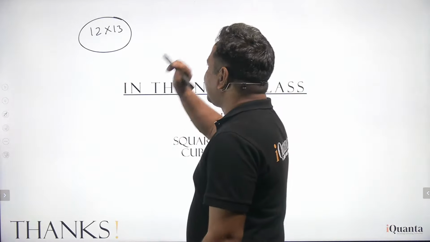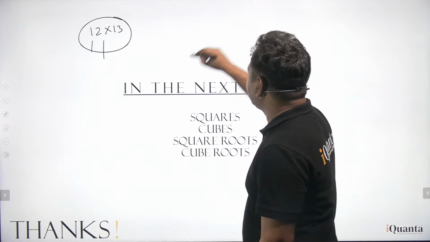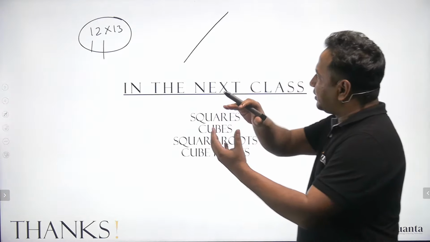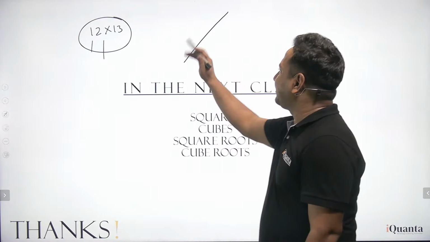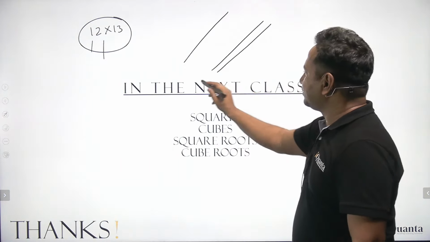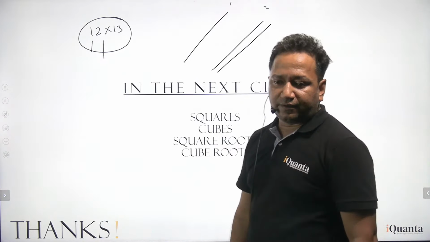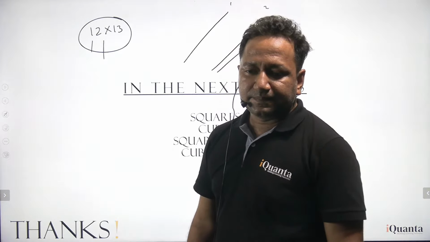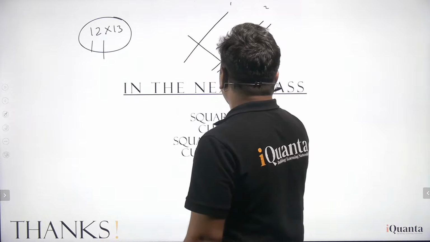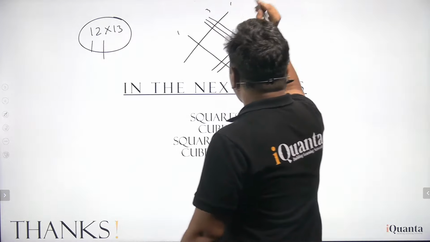So 12 and 13, an ancient technique is to write 12, they used symbols like this. One straight line, it's a straight line, but at an angle of 45 degrees. And then these two straight lines representing 2. This is 1, this is 2. So basically this is 12. All right? And then for 13, one line here and then 3 lines close to each other. This will be 3.